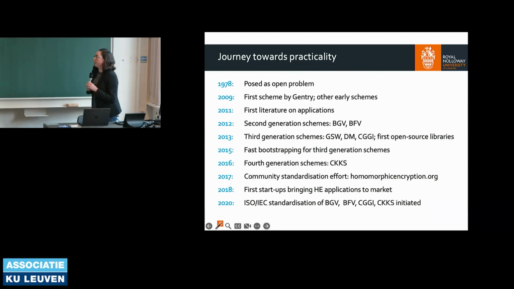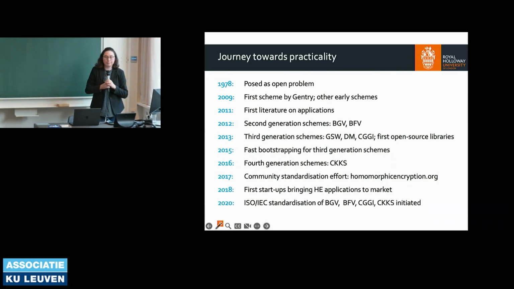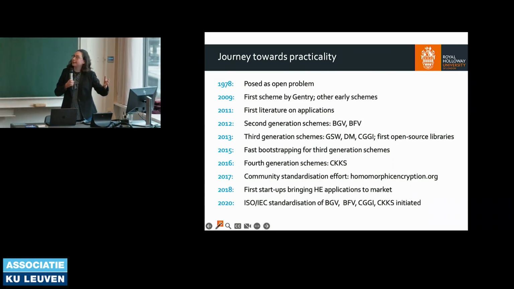Okay, so this is a history slide, but I've also called it Journey Towards Practicality, because maybe we're moving towards a world in which FHE is practical. So how has the journey looked so far? Actually this problem was open for a long time. It was already proposed in the late 70s, like, can we actually build FHE? And it wasn't until 2009 that someone showed that you can, shown by Craig Gentry.